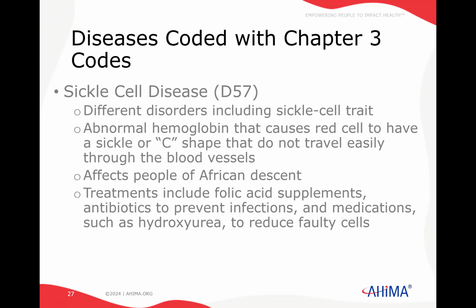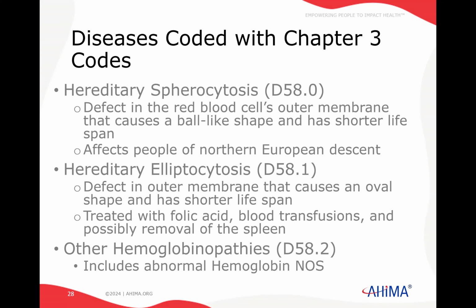The one thing that isn't always straightforward is this one here, sickle cell disease. And most people are familiar with what it is, some of the treatments, what have you. There are other related types of hereditary conditions similar to sickle cell, the spherocytosis, the D58.0, the elliptocytosis. And again, these things are usually called out pretty thoroughly.